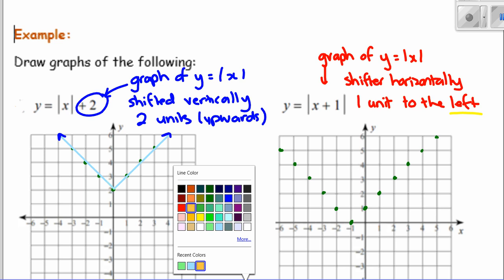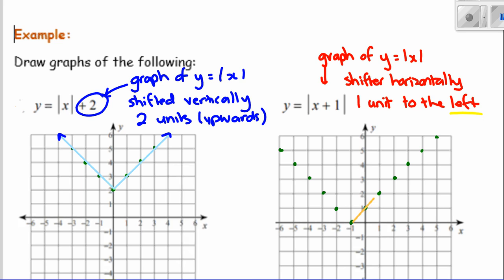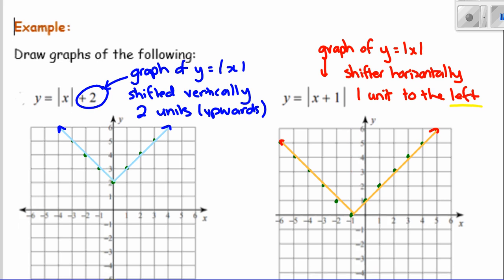Here we go. If you want, you can put your little arrows. And notice it's got an axis of symmetry, but this time the axis of symmetry would be through here. So it would be an axis of symmetry of x equals negative 1, if you were asked what its axis of symmetry is. So maybe you want to say that.